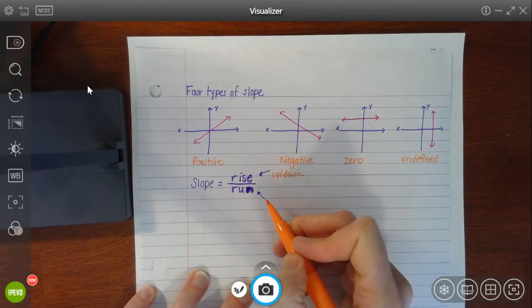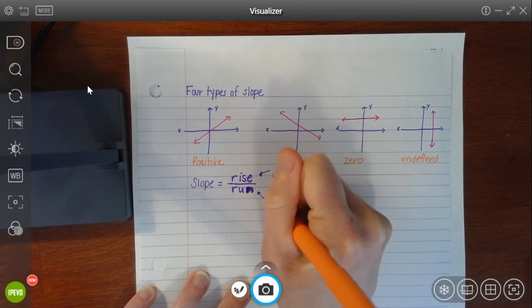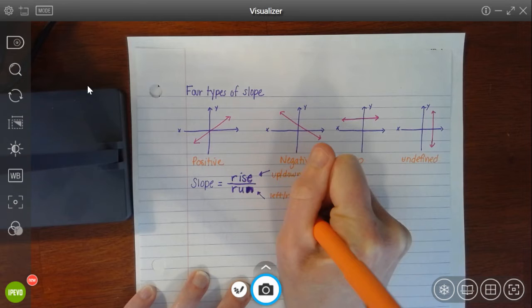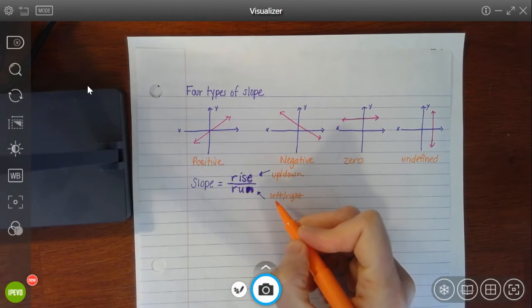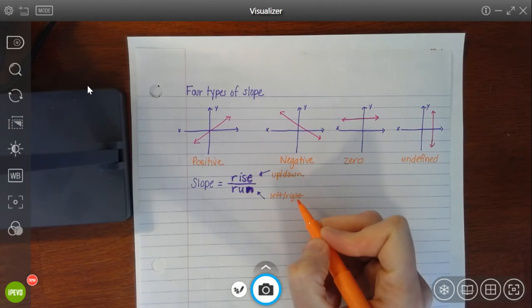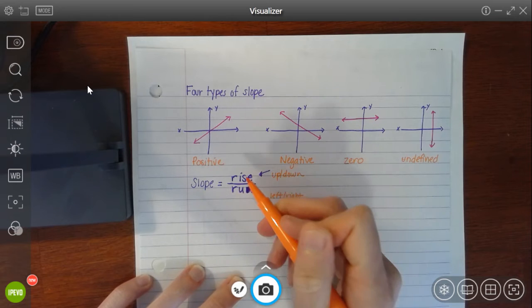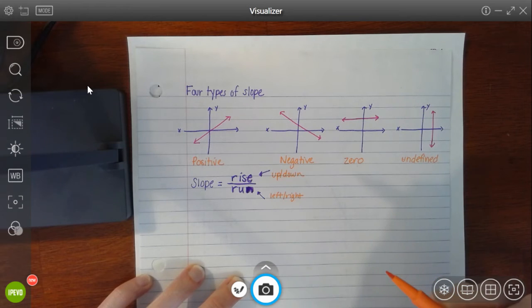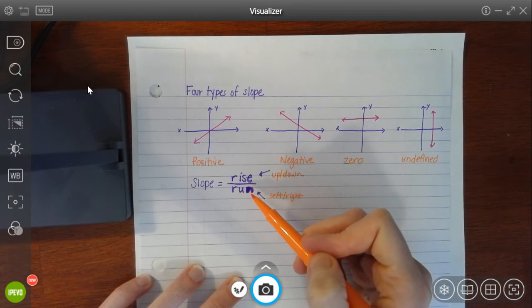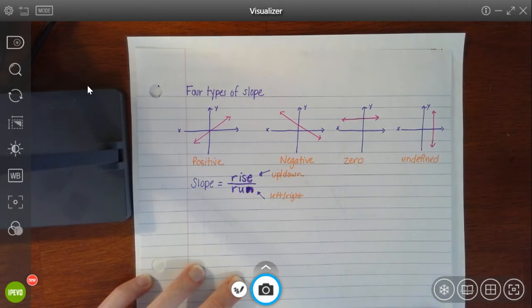Run is describing the number of spaces we move from one point to the next, left or right. If we're moving left, just like our coordinate plane, we would describe that value as being negative, and if we're moving to the right to get from one point to the next, we would describe that as a positive value. When we compare those two numbers, that's what creates our slope, and that's what gives us our steepness. So we're going to look at a few examples of how we can use rise over run given a graph to describe the slope of a line.